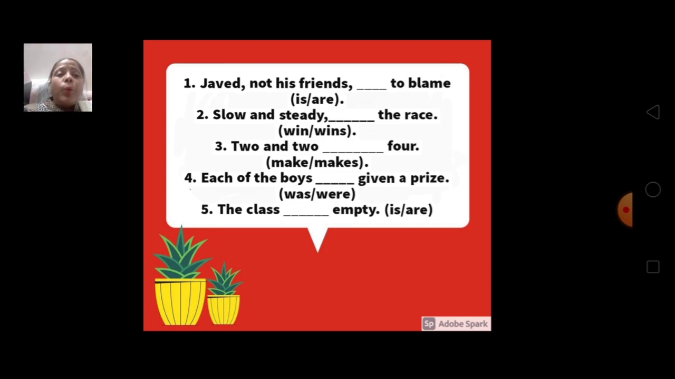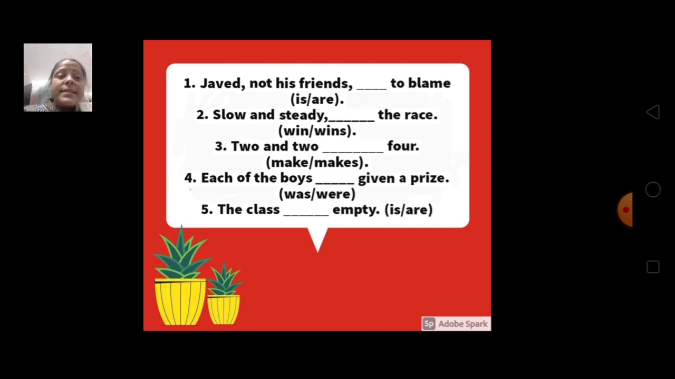Each of the boys. Don't go with the word boys. Don't be confused, children. We have already studied this rule that each, every, all these words always take a singular verb. So each of the boys was given a prize, meaning from all the boys we are talking about each individually. So that's why we will use a singular verb.